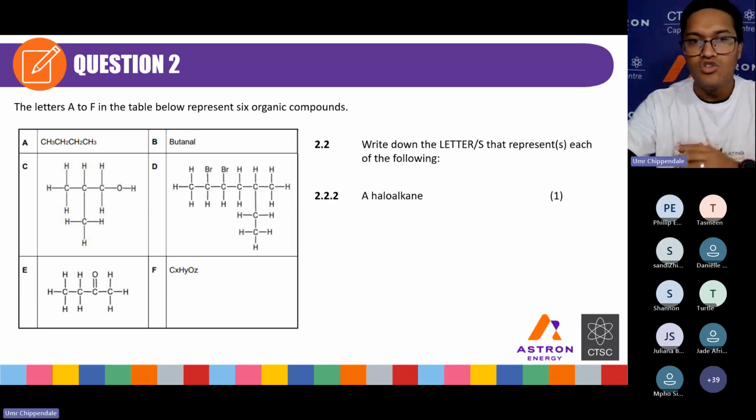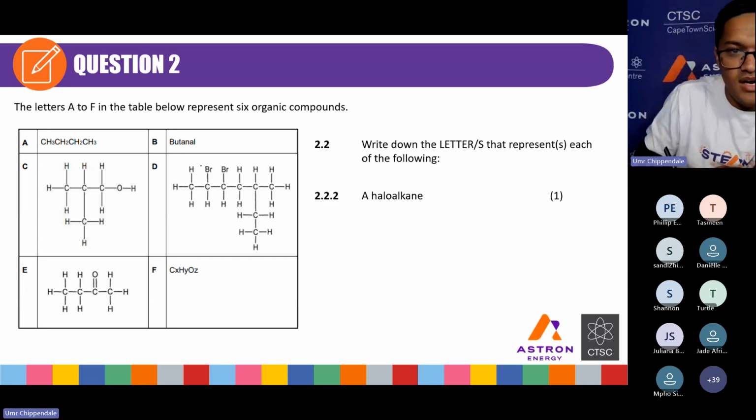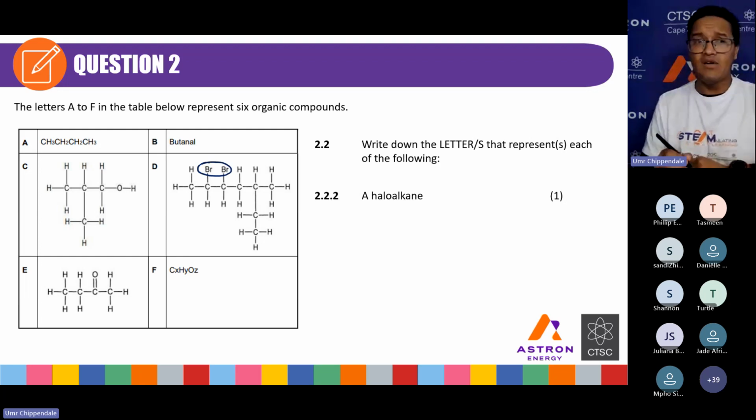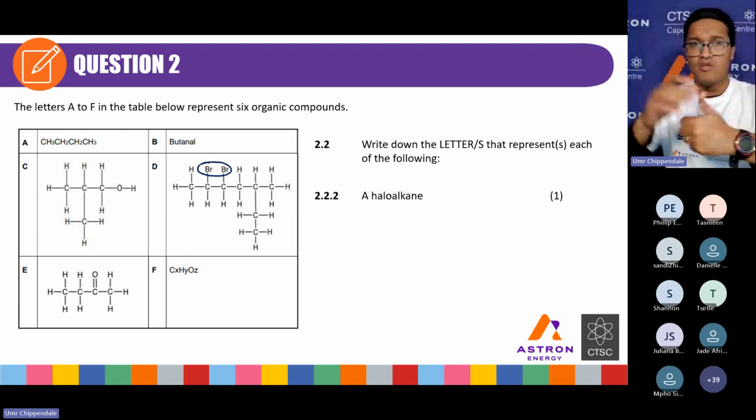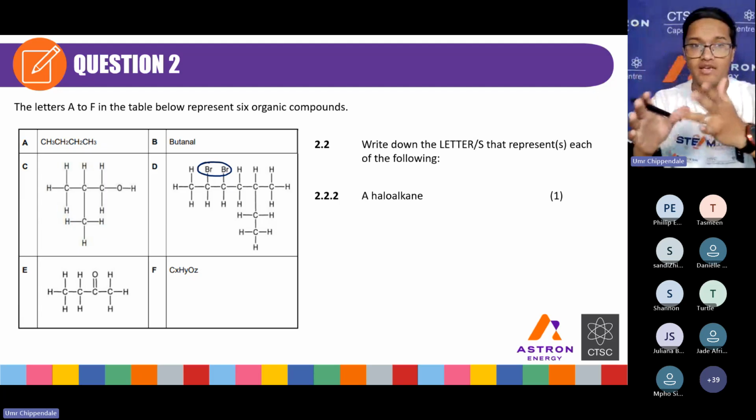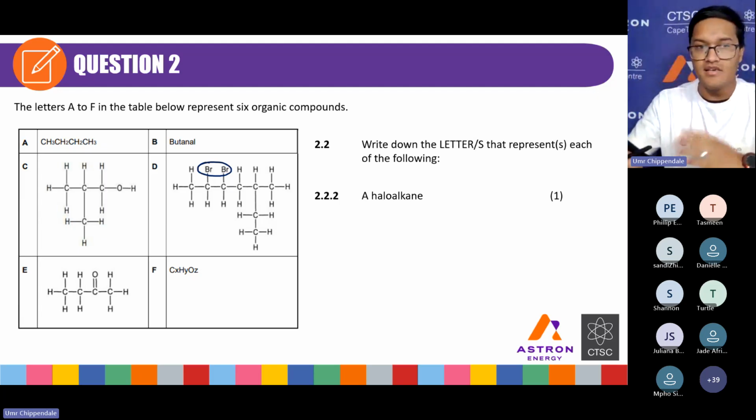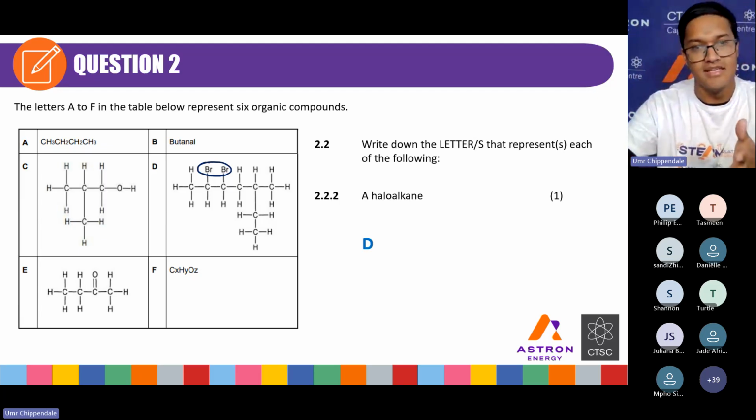Moving on. 2.2.2. Which letter is going to be a haloalkane? Well, we actually just went over it right now. But here you see your attachments are a halogen. Remember, halogens could be bromine, chlorine, iodine, or fluorine. We have bromines attached over here, so we know it's going to be compound D.